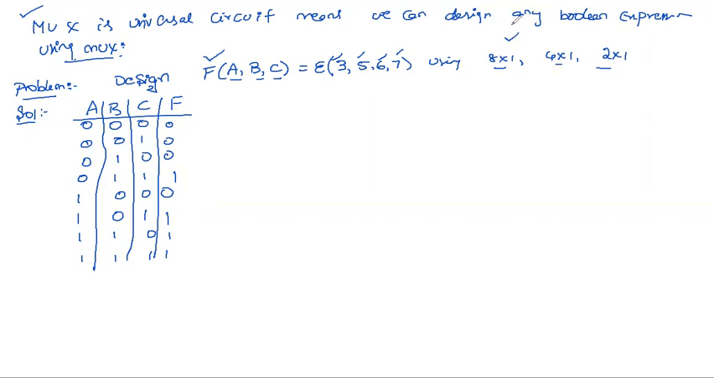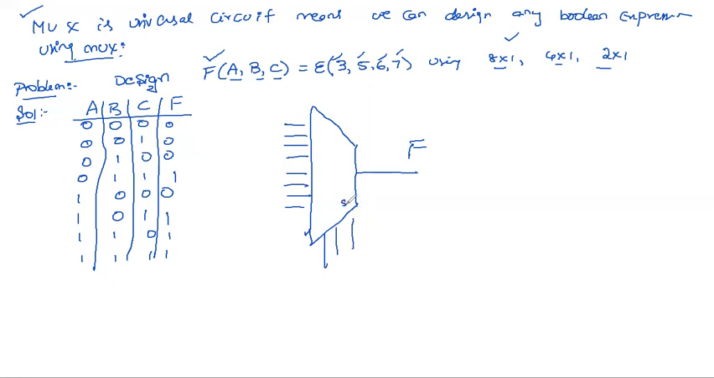First I am implementing using 8 by 1. This is F. 8 by 1 means we have 8 inputs, 1, 2, 3, 4, 5, 6, 7, 8, and 3 selection lines, right? S0, S1, S2. Here D0, D1, D2, D3, D4, D5, D6, D7. This is the 8 by 1 mux.